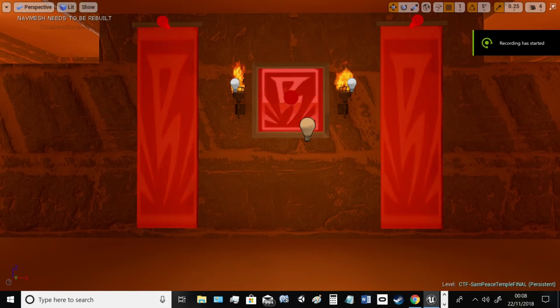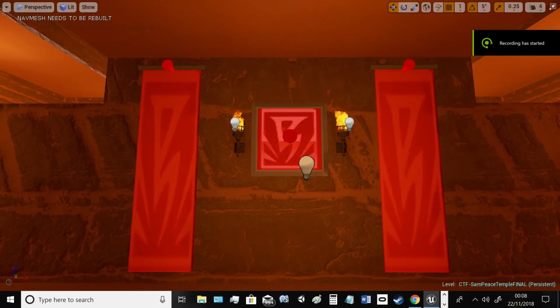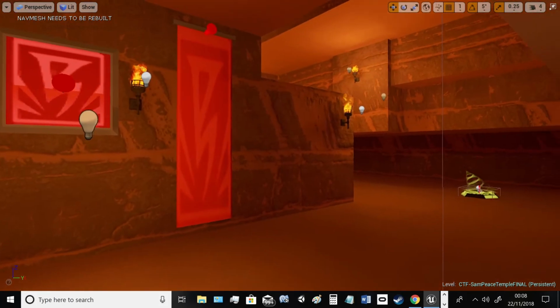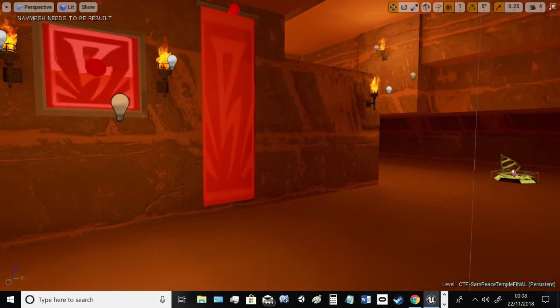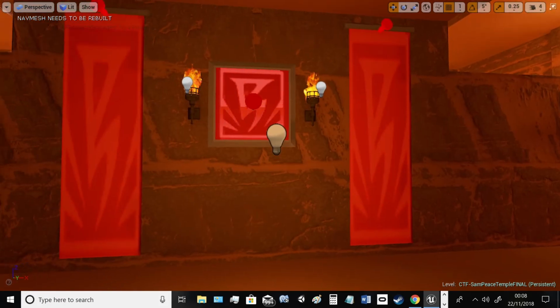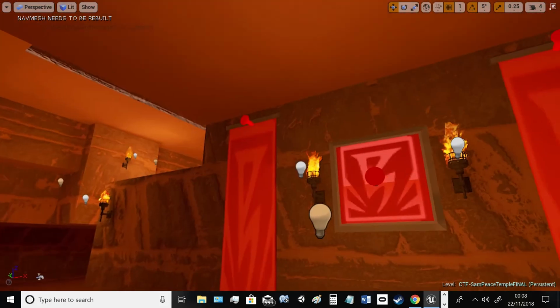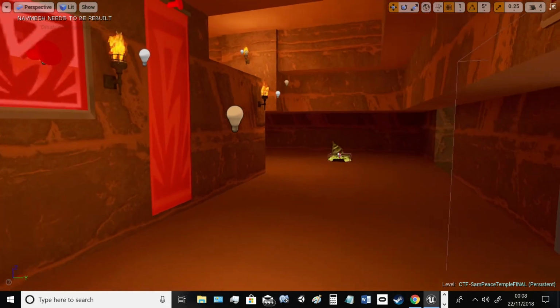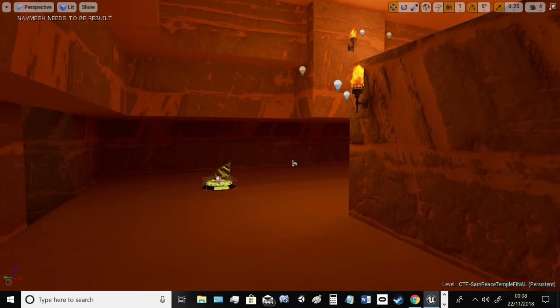Hi, this is my temple level. I will quickly give you a tour of it and then show you some gameplay with some bots. At the moment we are inside the red temple, where their flag is. Both sides are symmetrical, so the blue side will look the same.